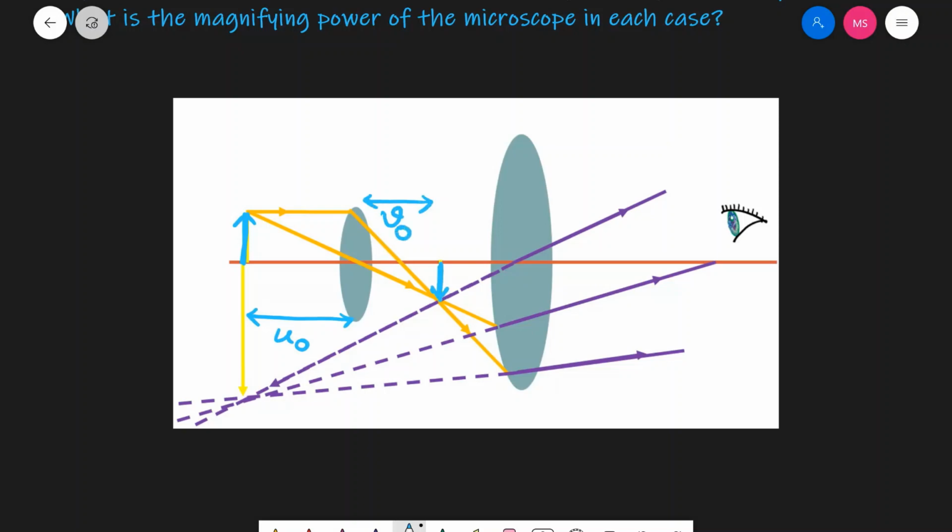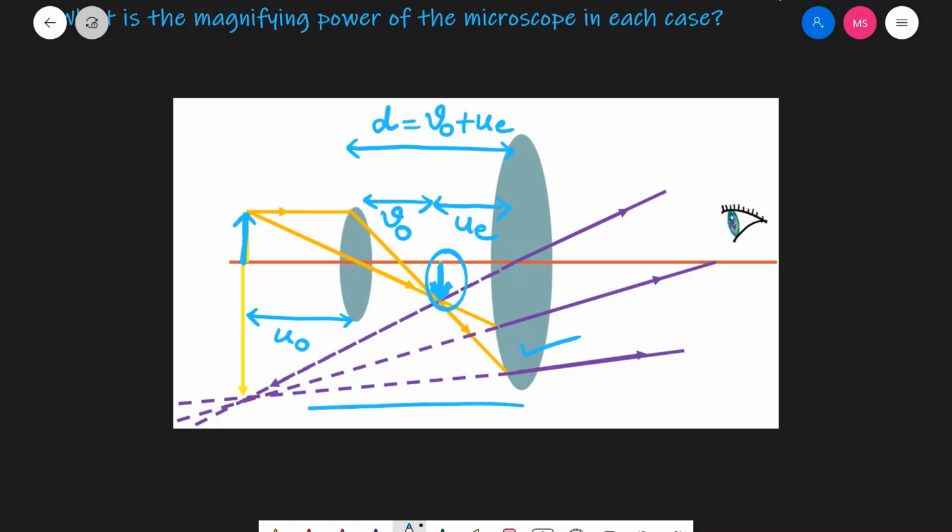Also, the image formed by the first lens will act like an object for the second lens. So this will be the object for the eyepiece, and this distance will be UE. The separation between the two lenses is 15 centimeter, which we represent by small d. So small d will be equal to VO plus UE. The image formed by the eyepiece, in the first case for near point, will be at a distance D. So this distance will be the image distance for the eyepiece.